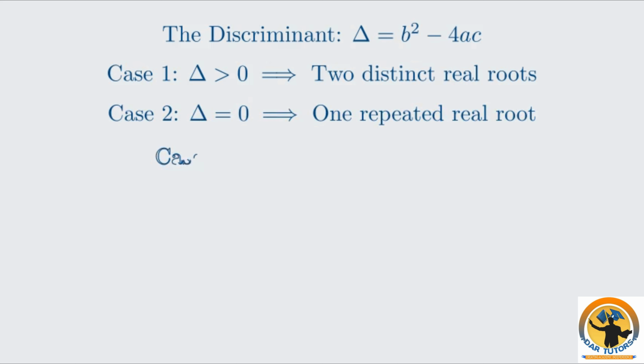Case 3. If the discriminant is negative, delta is less than 0. We are trying to take the square root of a negative number. In the real number system, this is impossible. Therefore, the equation has no real roots. The discriminant is a powerful tool for quickly understanding the nature of a quadratic's solutions.